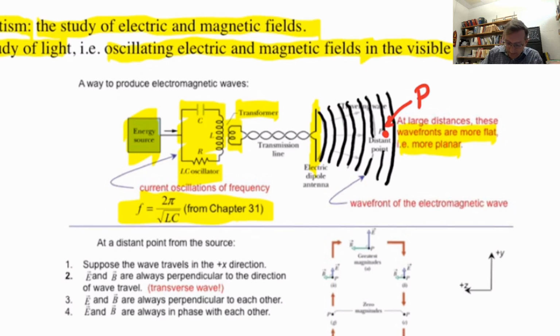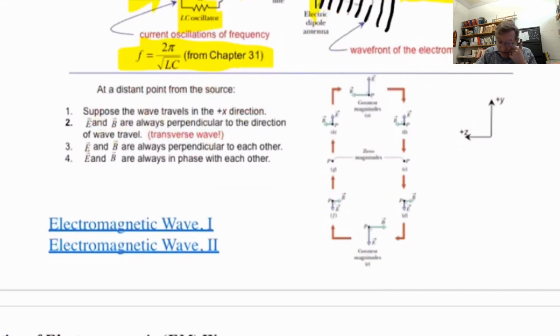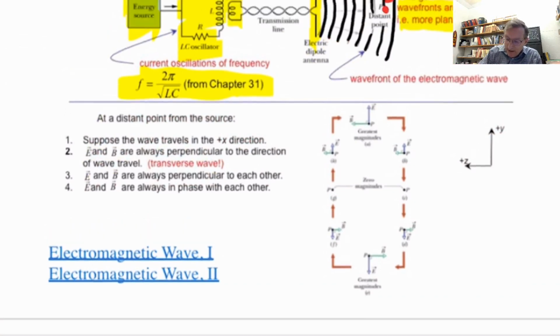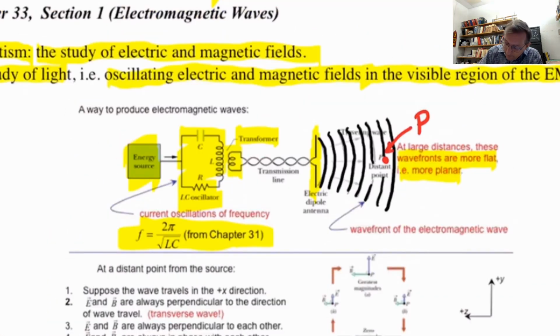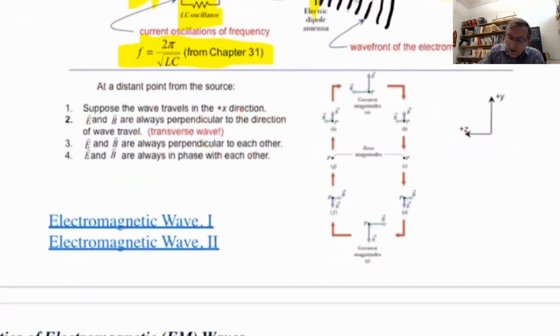So what I have here is a series of pictures. We're going to have to talk our way through it. At this distant point P, we are standing at that point, and we are looking back, that's our eye, towards the source, the antenna. So if you like, that wavefront is coming straight towards us. That's our perspective.